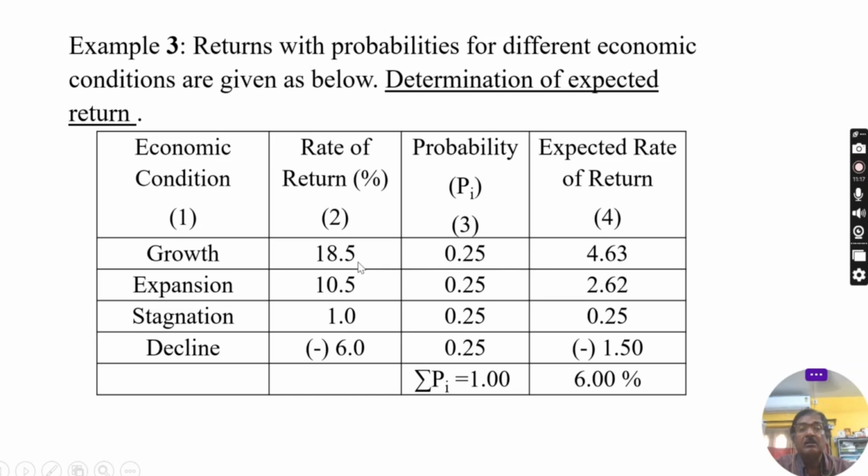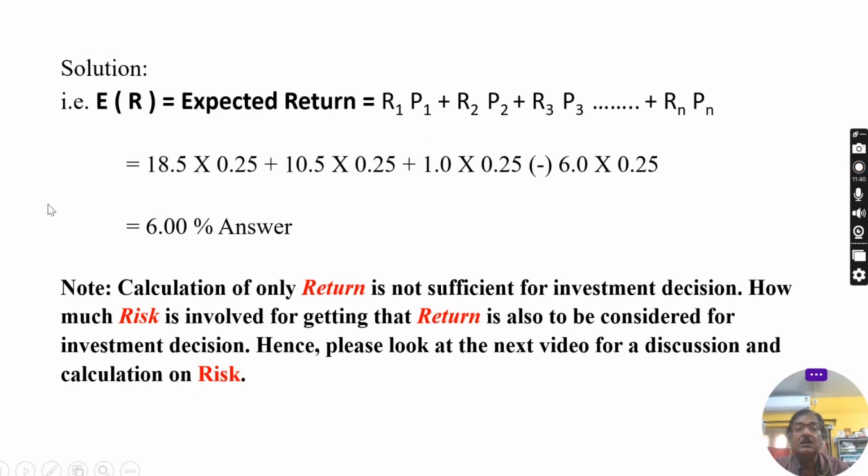For easy understanding, here we have written the final column, just multiplying this with this, the value is this, that is the expected rate of return, and if you add it, the total value will be 6.00. That is 6%. This is the expected return. If you put it in the formula, it is the same. Individually we have taken the value and the final is 6.00. That is, the expected return from the investment is 6%. In this way you can also forecast the return.